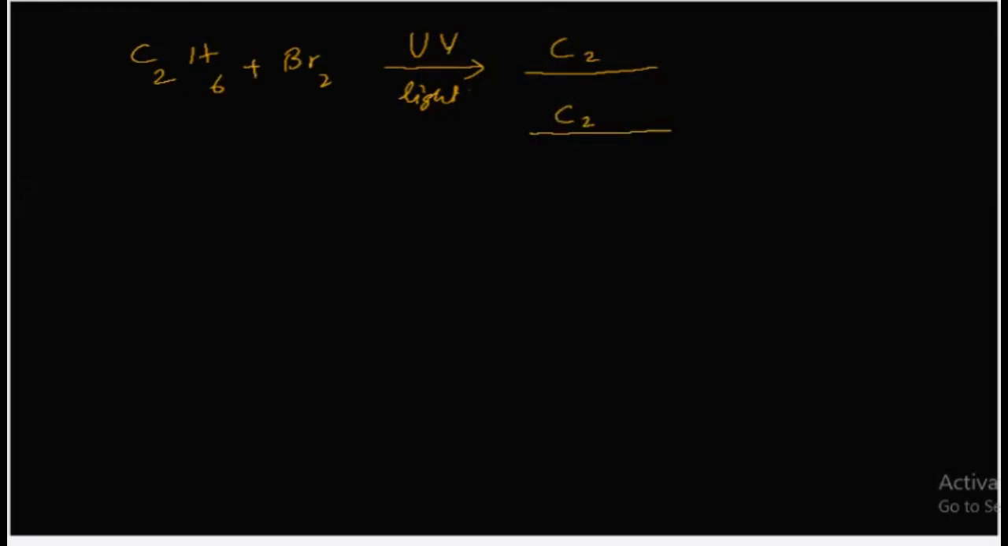Now, for any alkane, like ethane, if it reacts with bromine in the presence of UV light, this is the substitution reaction. So hydrogens are substituted by bromine. The list of products which you may get: number one, don't change the number of carbon atoms. The carbon will always remain two, but hydrogen is substituted by the halogen, whether it is chlorine or bromine. Now, there are six hydrogen atoms.